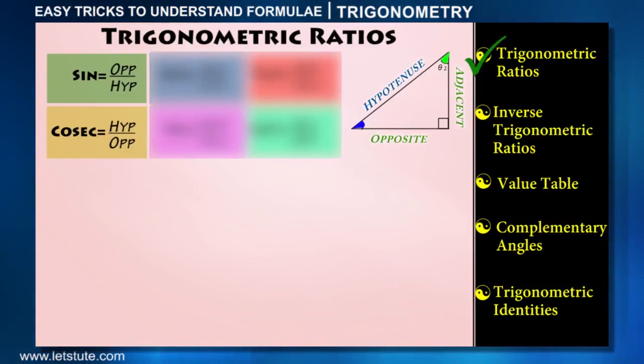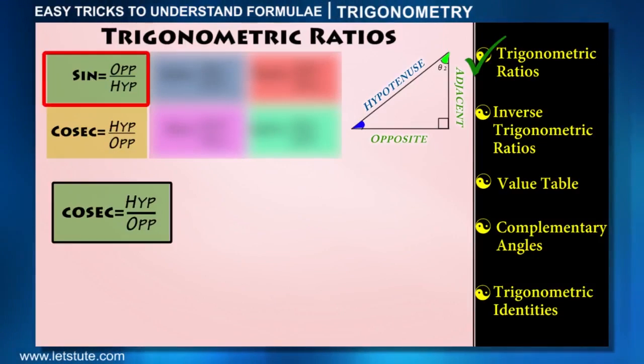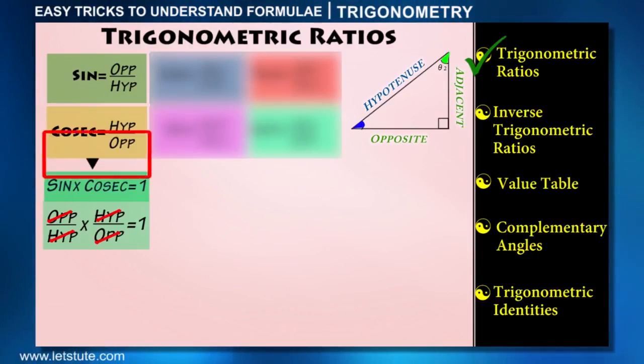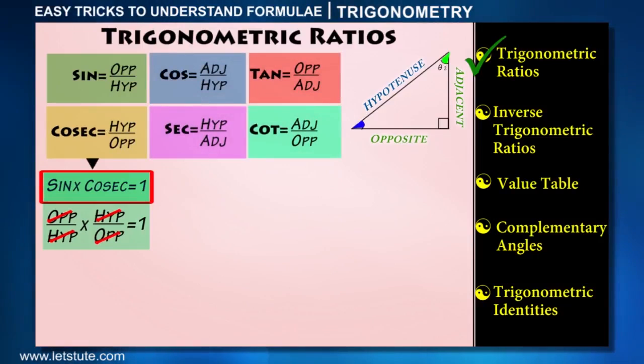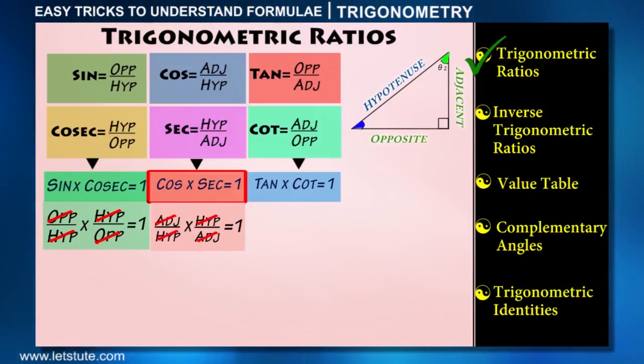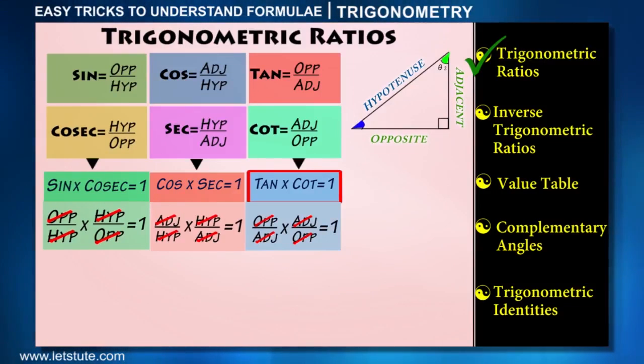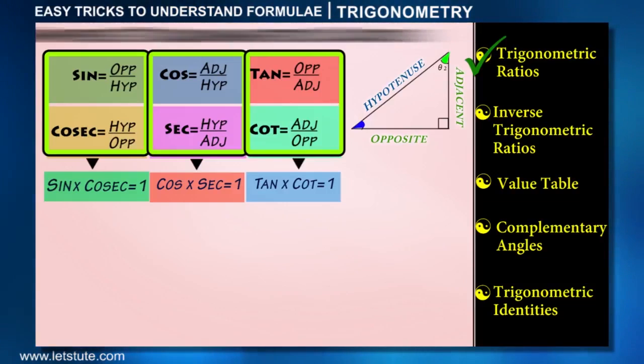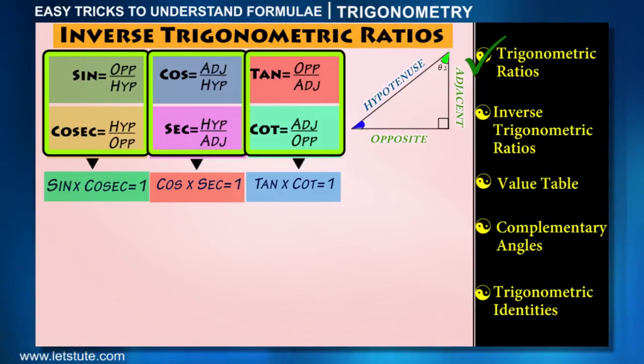Now if we observe, sine and cosec have the same elements in their ratio, and cosec can be obtained just by inverting the sine ratio. Therefore the multiplication of sine and cosec is 1. Similarly, when we reverse the cos ratio, sec is obtained. And so, multiplication of sec and cos is 1. And same goes for tan and cot. And therefore, the pairs sine cosec, sec cos, tan cot are called inverse trigonometric ratios.